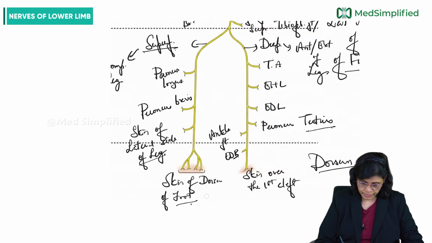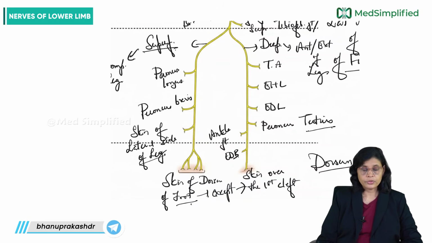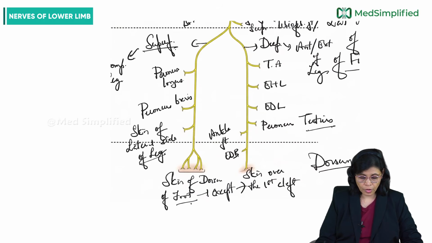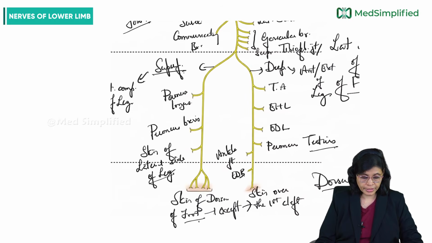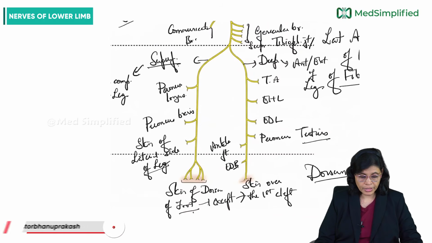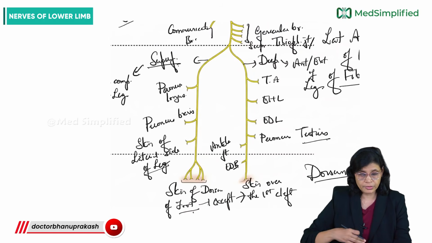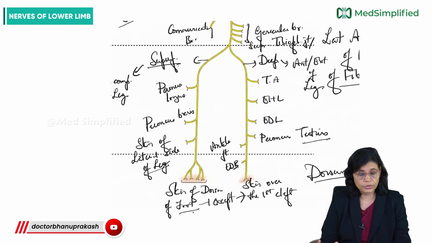Okay, so this one will supply except for this. So that is the distribution of the superficial and deep branch of the common peroneal nerve. So what happens if the common peroneal nerve is injured? The common peroneal nerve is extremely vulnerable to injury because it winds around the posterolateral aspect of the neck of the fibula. So that is a very vulnerable position for the nerve to be injured.